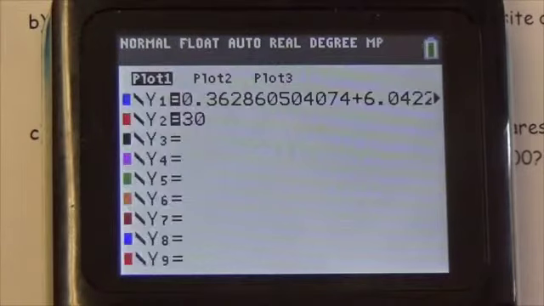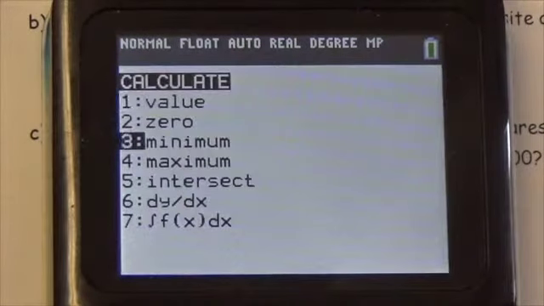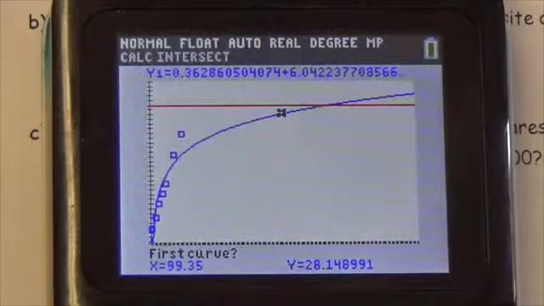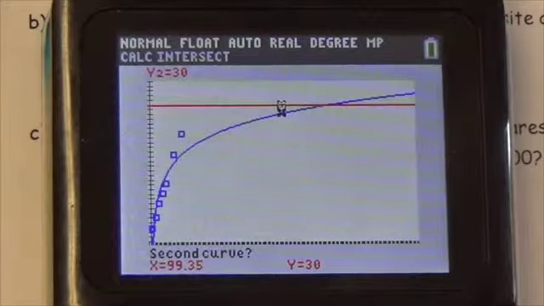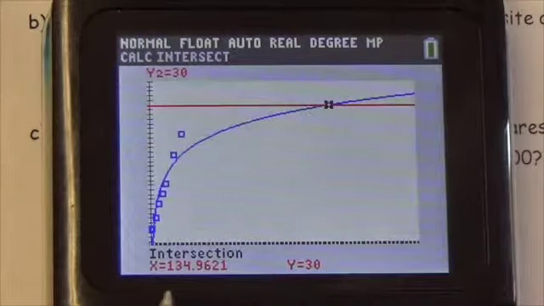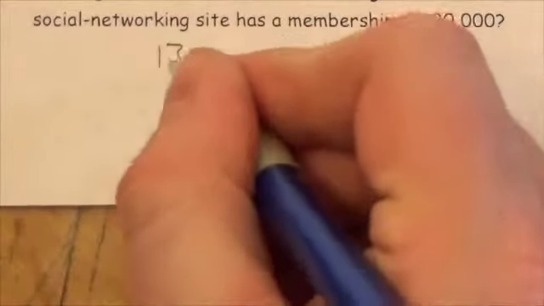Now, second trace, we're going to look for the point of intersection. Am I in the first curve? Yep. Did I jump to the second? Yep. Pass the guess here. So we're getting 134.96. Okay, I think we can safely say that that's 135 months.